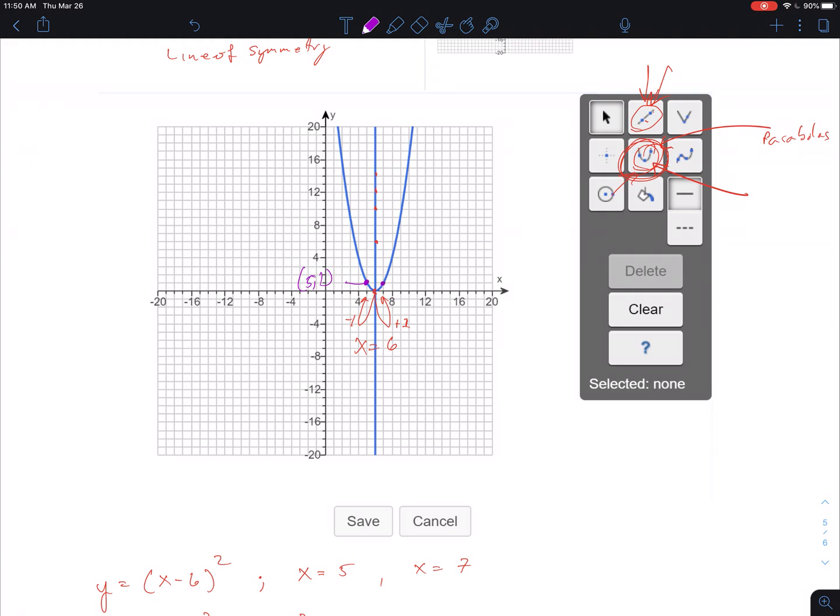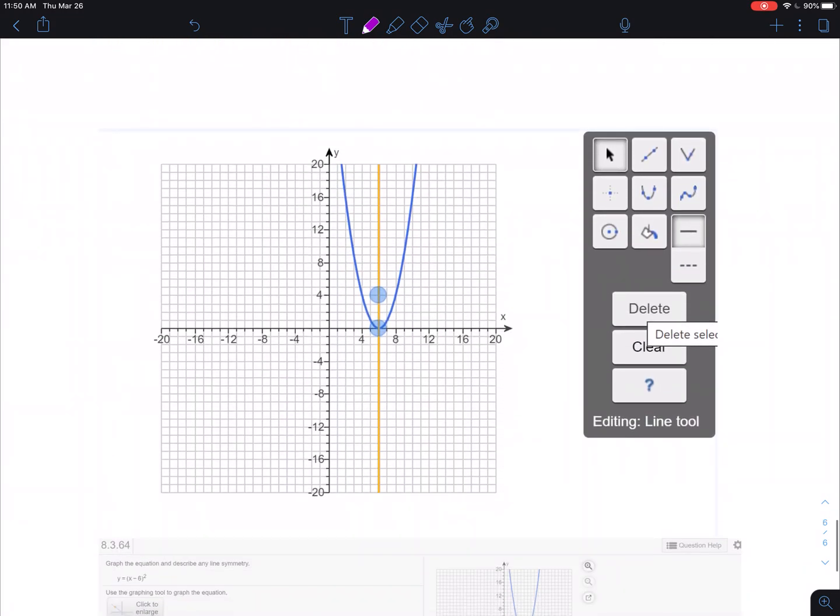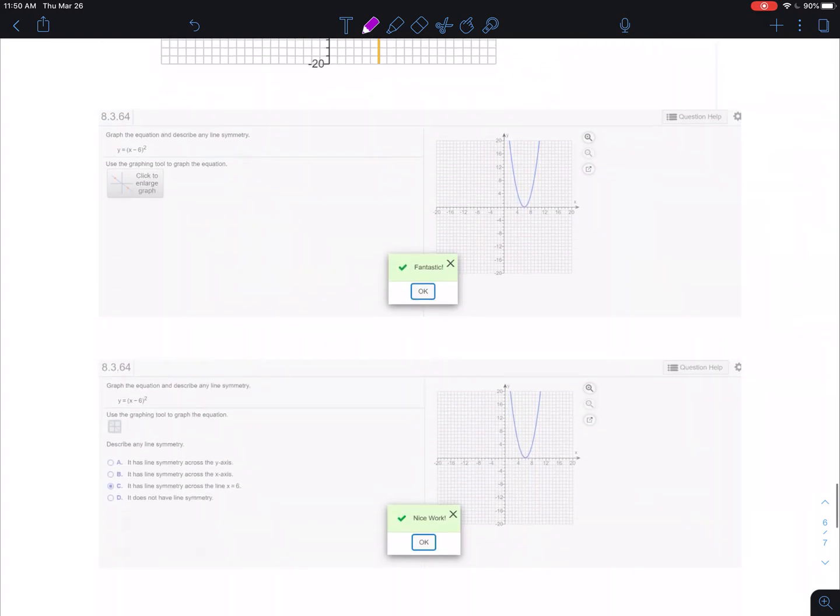And this point would be what? 6, comma 1, right? Is that right? No, that's not right. Remember, we went 1 forward, so that's 7. So once you make those, you use the 3-point rule, and you make those 3 points. The next step is to delete the line of symmetry. So what did I do? I just selected the line, and I deleted it. And then I hit the graph button, and voila.